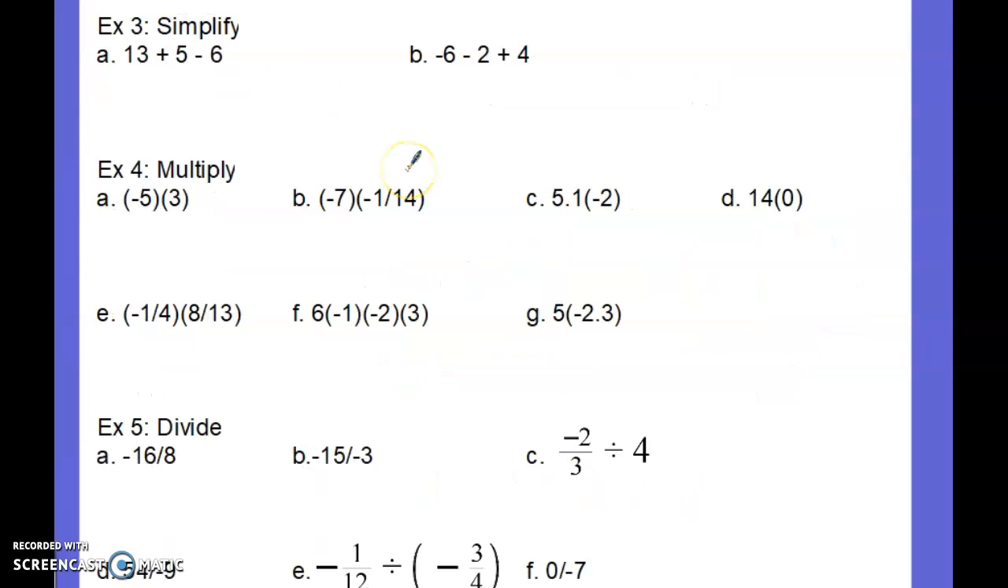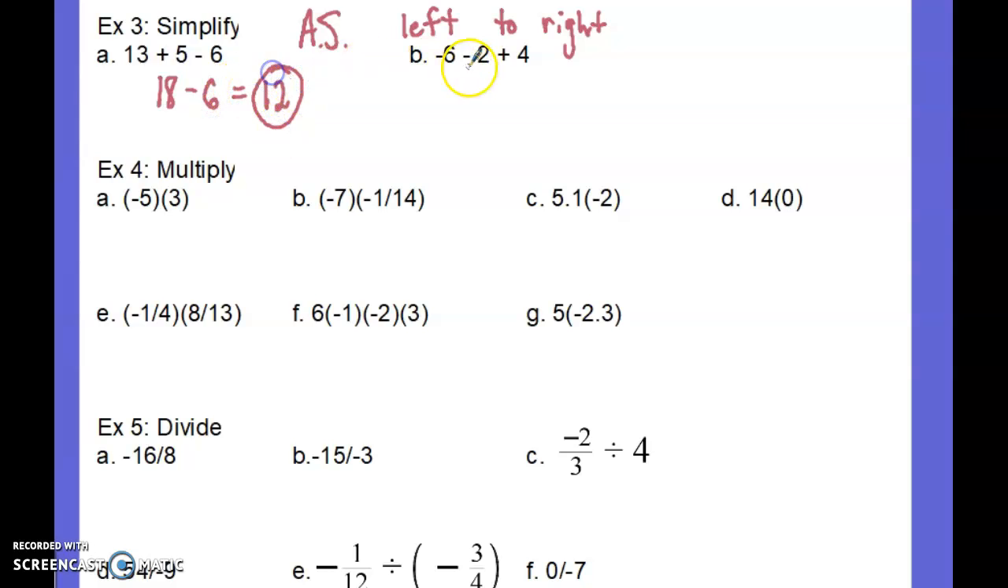More simplification, just addition and subtraction: you go left to right. So the AS in PEMDAS, you go left to right. It's not always adding before subtracting. This first one is because you do 13 plus 5 first, so that's 18 minus 6, and you get 12. But this one you want to do left to right. You do -2 first, so that's -8 plus 4, which gives you -4.